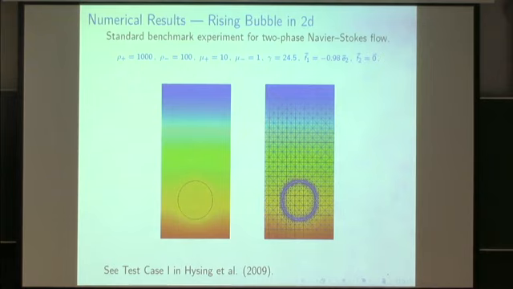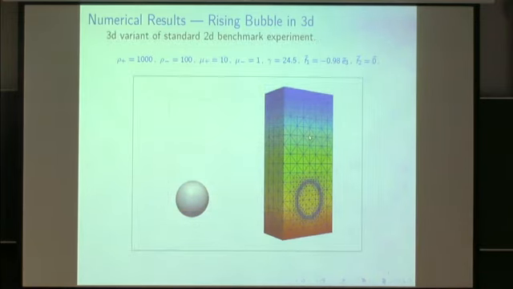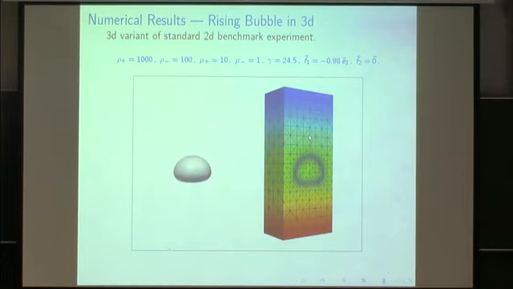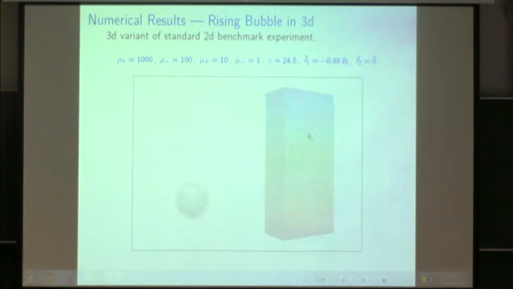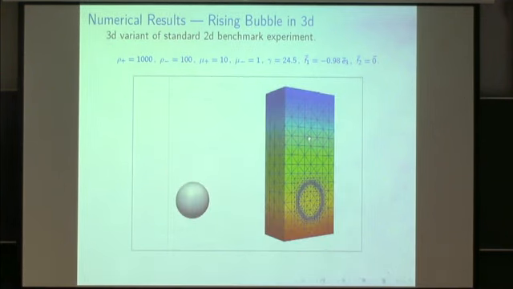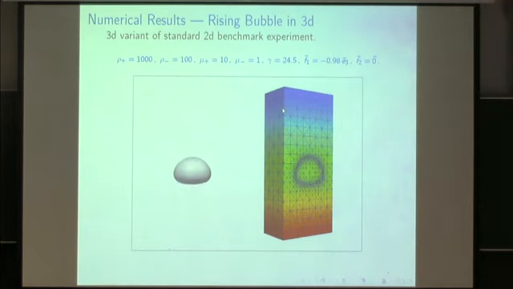So maybe here are some. This is a 2D simulation for a rising bubble. Maybe just show you in 3D. So here you've got, say, a bubble of oil which has lower density than the surrounding liquid, and you introduce gravity, and then this bubble with less density just rises in this container. So that's one standard benchmark problem that people look at.